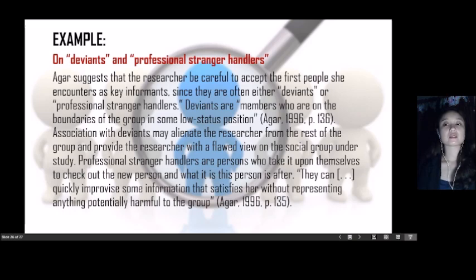Deviants are members who are on the boundaries of the group in some low-status position. Association with deviants may alienate the researcher from the rest of the group and provide the researcher with a flawed view on the social group under study. Professional stranger handlers are persons who take it upon themselves to check out the new person and what it is that person is after. They can quickly improvise some information that satisfies her without representing anything potentially harmful to the group.